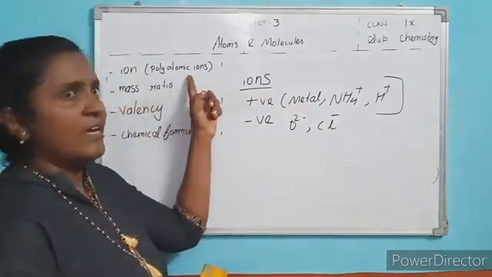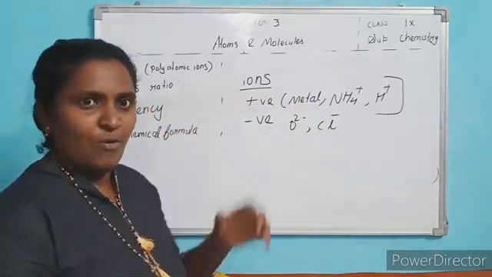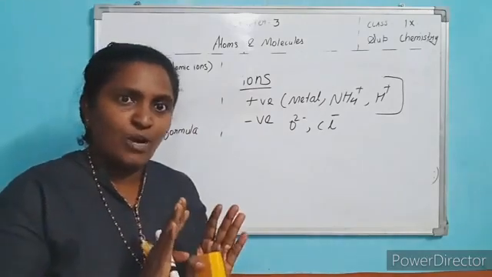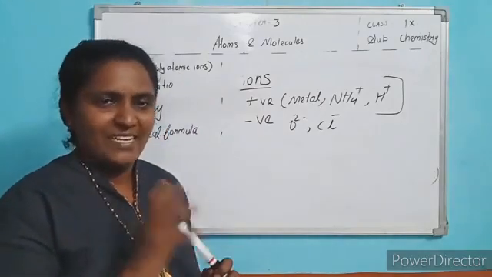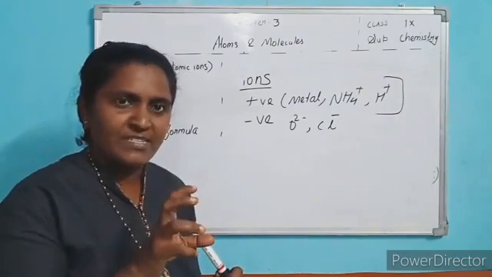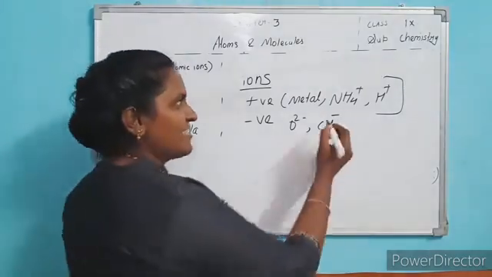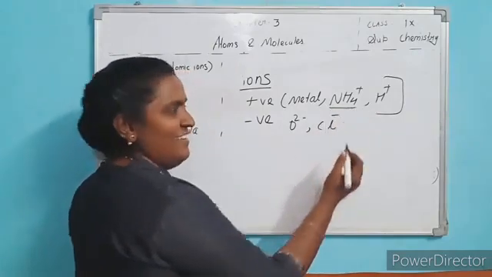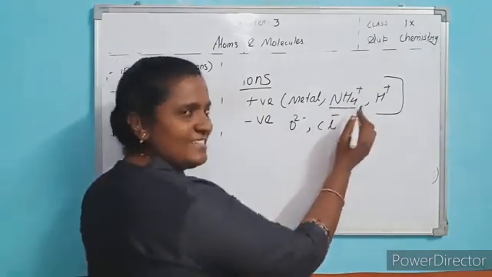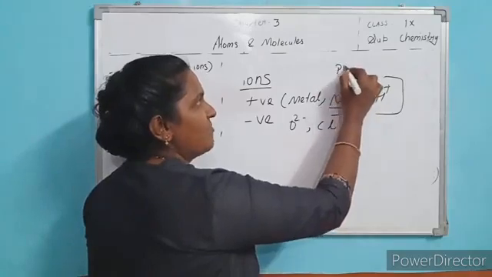And what are polyatomic ions? Polyatomic ion means more than one atom combined. In this group of ions, they have more than one kind of atom. For example, in this radical, a nitrogen atom is there and a hydrogen atom is there. So it is called polyatomic.